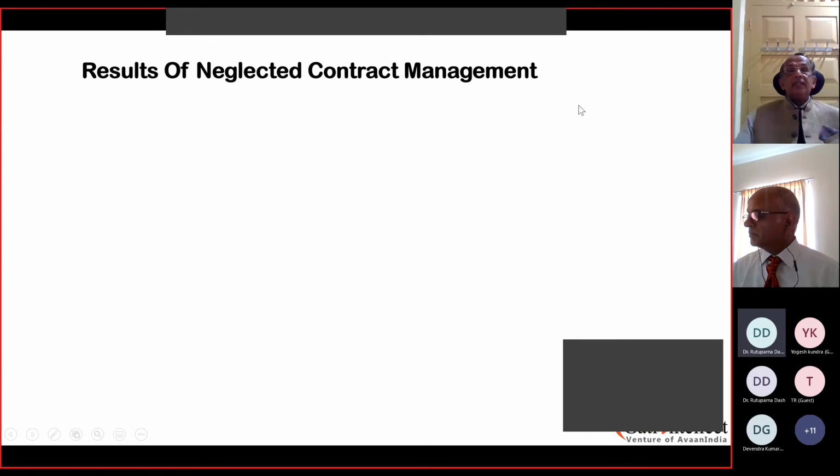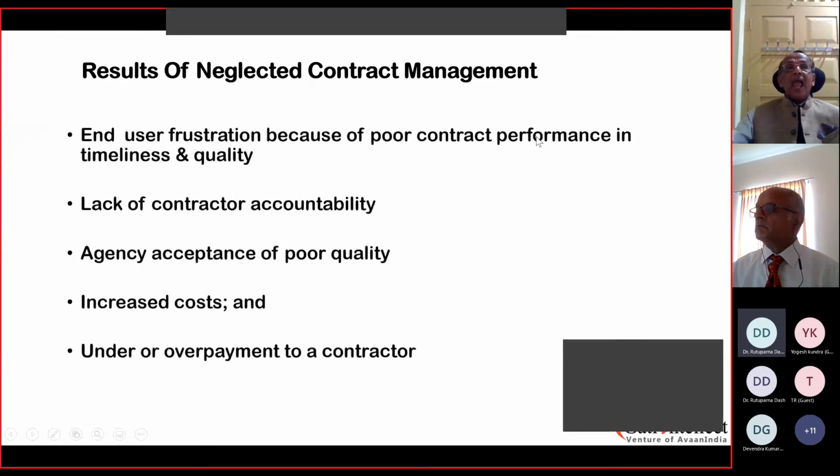Right, next, this is an interesting part. Results of neglected contract management. This is to be seen only and not to be practiced. End user frustration because of poor contract performance in timeliness and quality. See, this is not at all tolerable.